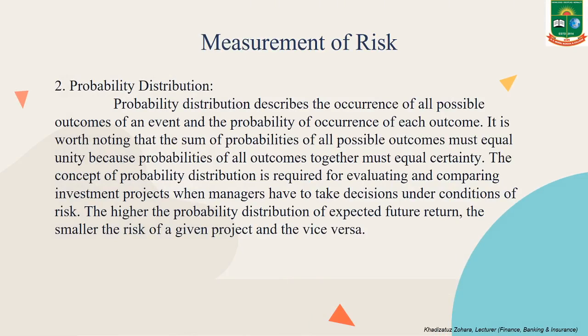Probability distribution. Probability distribution describes the occurrence of all possible outcomes of an event and the probability of occurrence of each outcome. It is worth noting that the sum of probabilities of all possible outcomes must equal unity, because probabilities of all outcomes together must equal certainty.